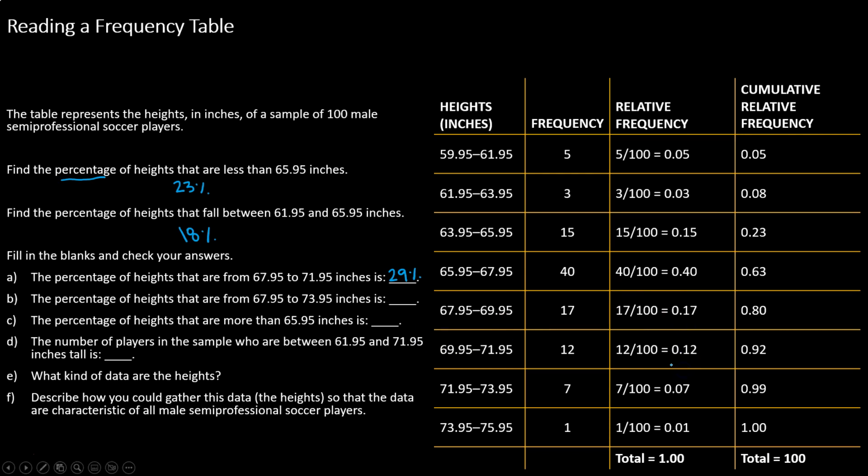If we wanted to know the percentage of heights from 67.95 up to 73.95, we would just include these 3 rows. We'd add the 0.17, the 0.12, and the 0.07. We know 0.17 and 0.12 is 29, so we're just adding 7 to that. We get 36%.